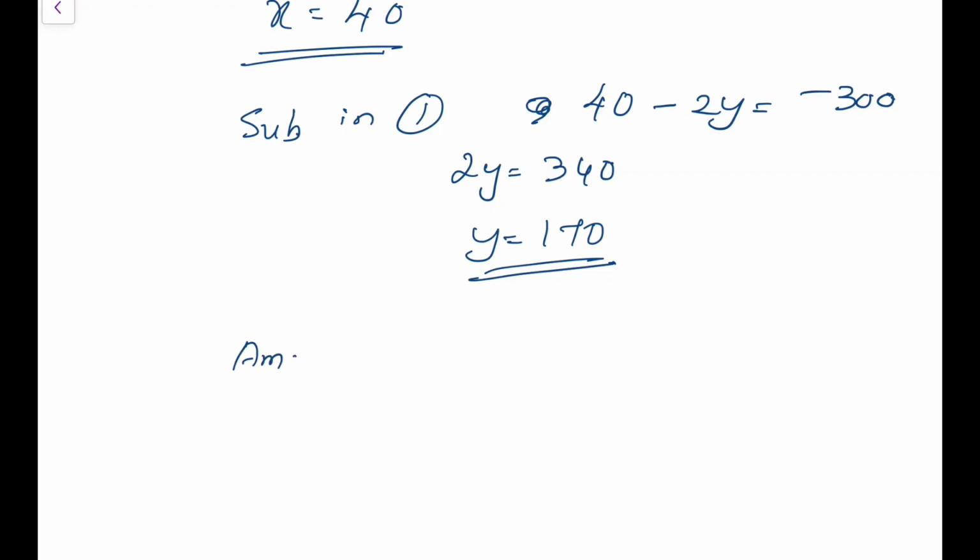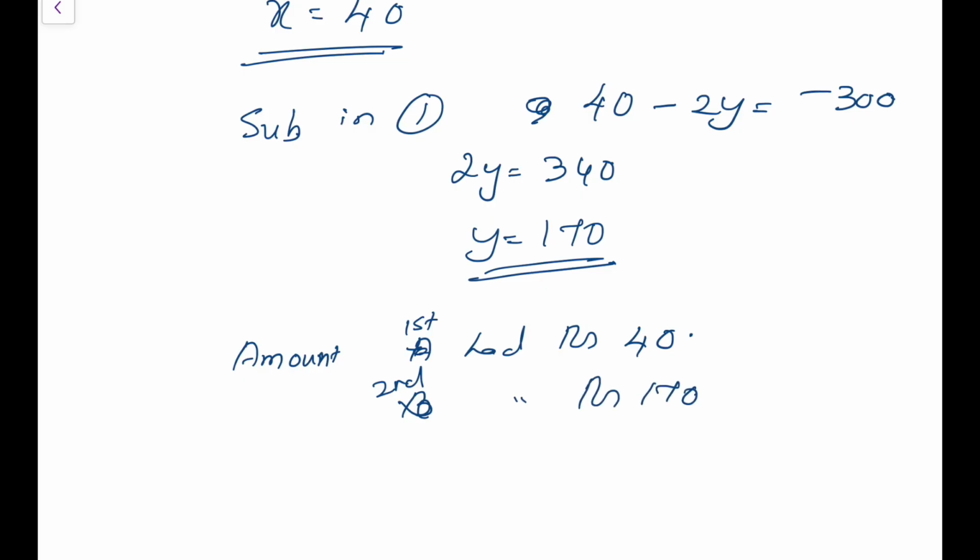So the amount A had is rupees 40, and B had, or we have not been given A and B, the first person had rupees 40 and the second person had rupees 170.